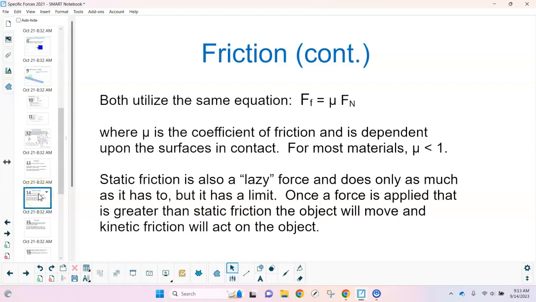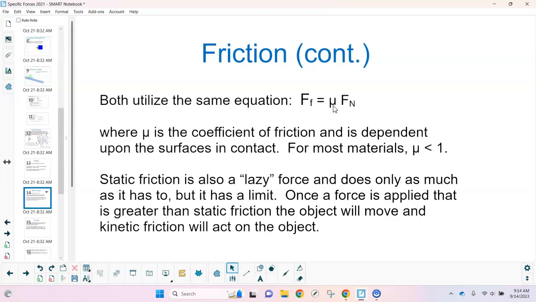Going through friction, both types of friction use the same equation, so it's F_f equals mu F_n. This letter looks like a cursive U. It's the Greek letter mu, and it is a coefficient of friction, which is basically just describing how slippery the surfaces are. So the lower that value, the more slippery the surfaces are. The higher the value, the rougher the surfaces are.